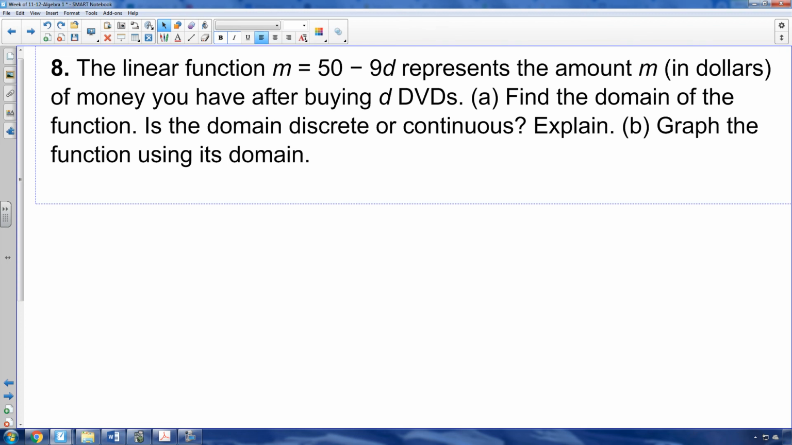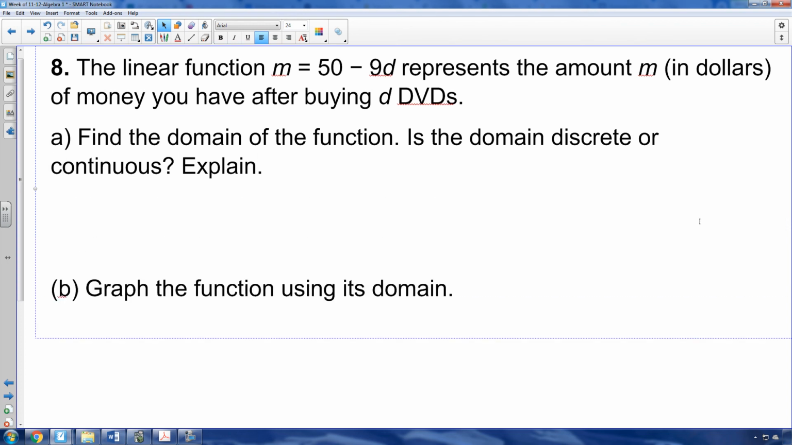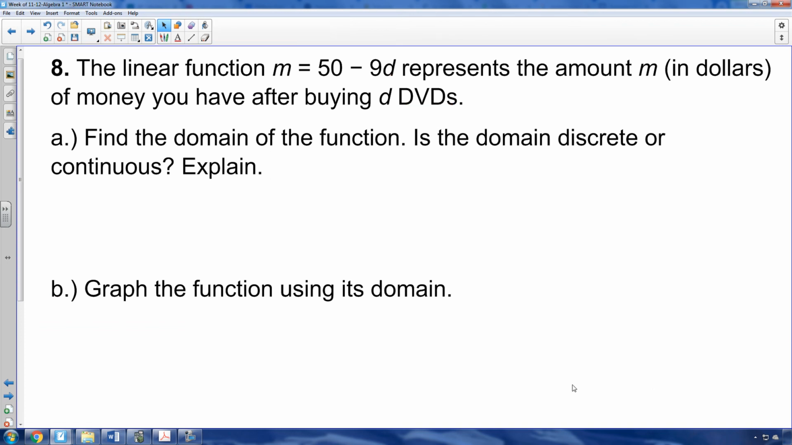You're buying a bunch of DVDs. You don't really have to do part B. I wouldn't mind it if you did part B, but I really want you to do part A, okay? So you can either graph the function by making a table, but what's most important is to determine the domain of the function, the option, and to determine if it's discrete or continuous. You're buying DVDs. They're represented by the letter D. You have a limited amount of money, so you can't buy 5 million DVDs or you will be broke.